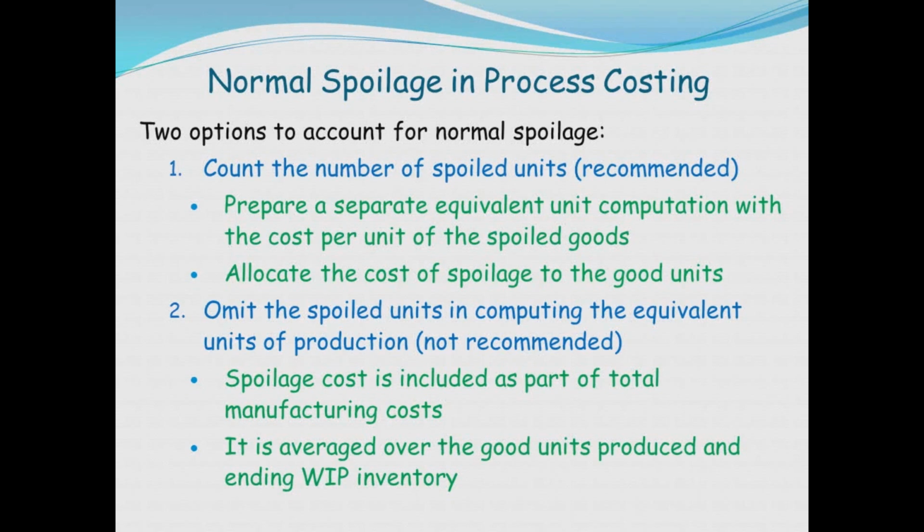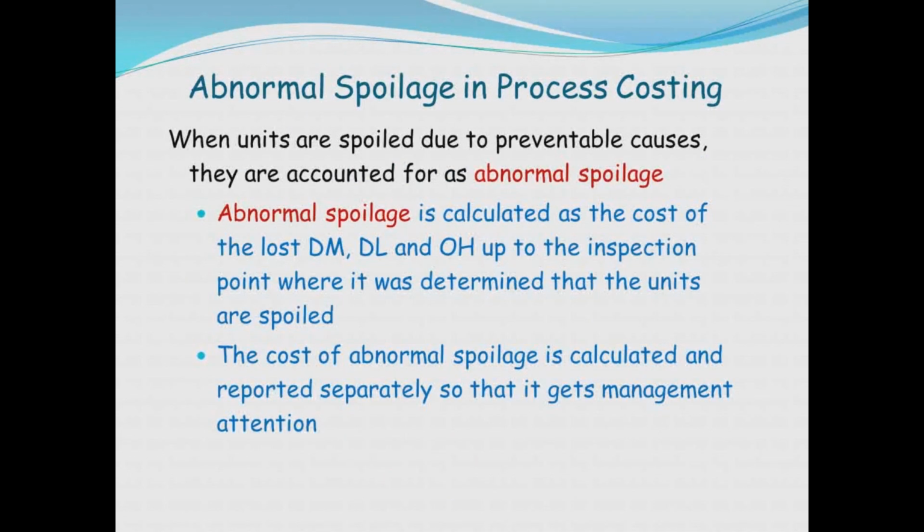The point is, if they're normal, they ought to be included in the costs. The cost of doing business is that you'll have some spoilage. If you have abnormal spoilage, you figure out the cost of those abnormally spoiled units using the cost per unit that you've calculated already, up to the point where it was figured out that those are spoiled. And then once again you want to report them separately so everyone sees them, and you can take the correct remedial action.